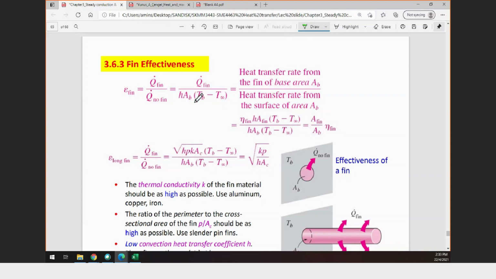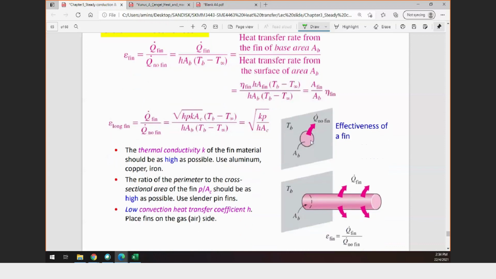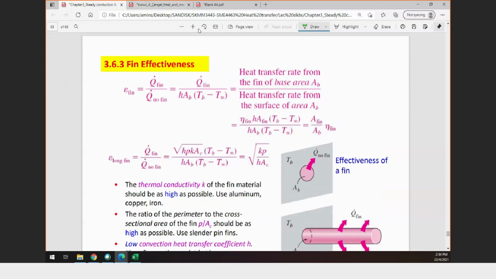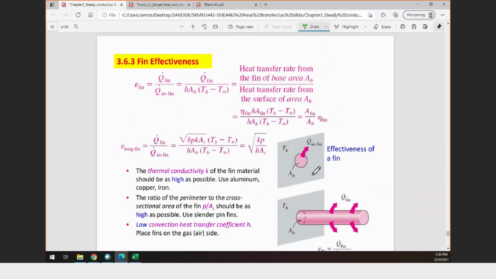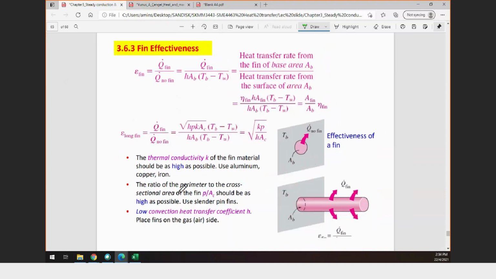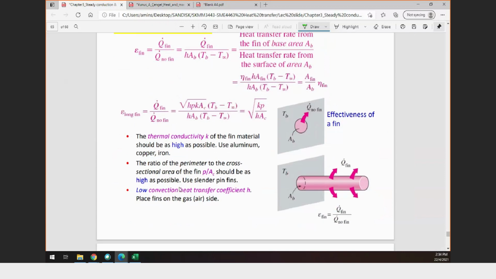And you need to calculate the heat transfer without fin, which is h A_B. A_B is the base area. Imagine this image on the right. This is the object without fin. This is the object with fin.